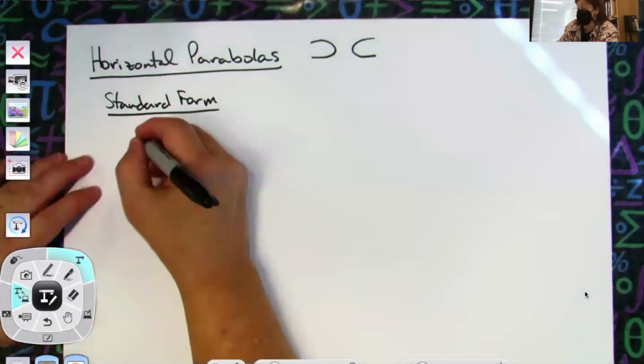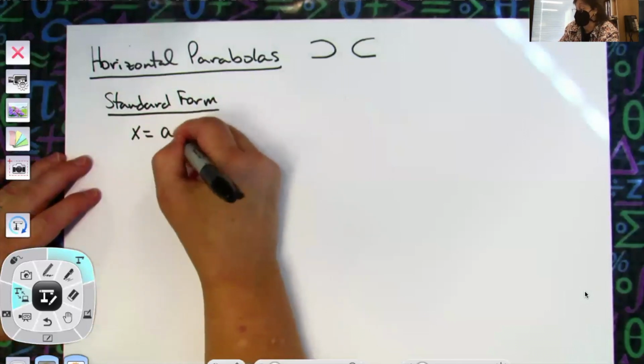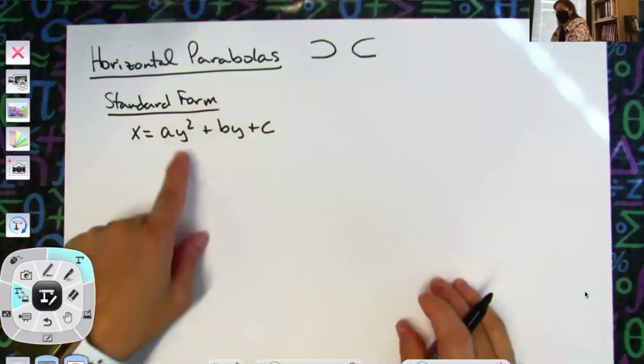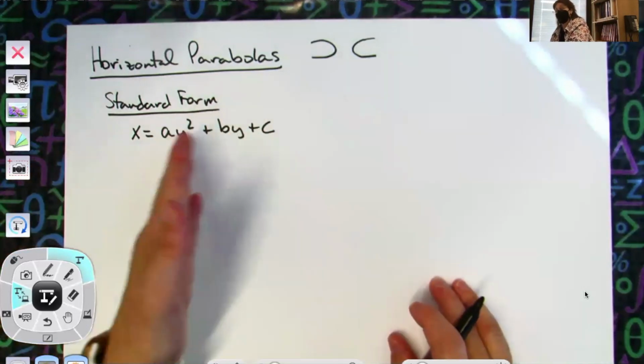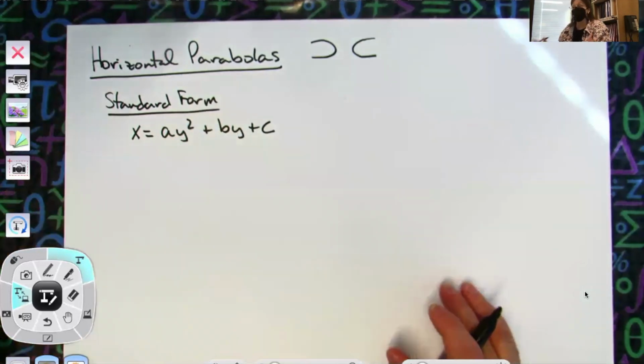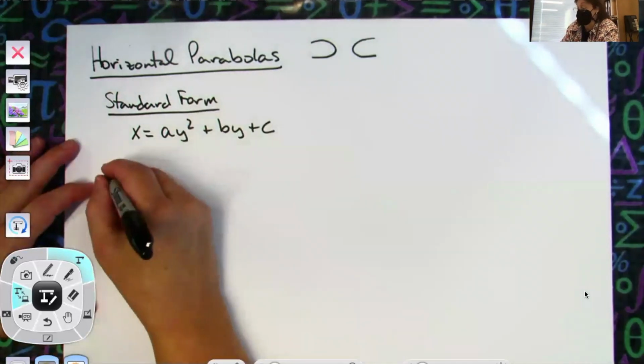So it's going to look like X equals AY squared plus BY plus C. So we still have the squared and then to the first power and a constant. Your X's and Y's are just switched from what we have so much worked with up to this point. Okay, so axis of symmetry.